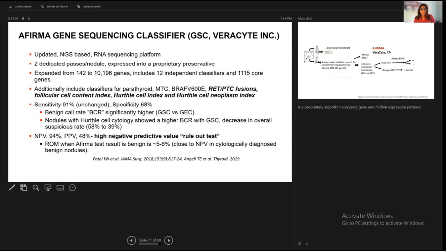So what it says is that the Afirma now, with the more refined testing, has a better benign call rate that seems significantly higher, and they're able to better classify their Hürthle cell nodules. It is one of those rule-out tests. It has a very high negative predictive value. So when an Afirma test is benign, that means you know that the nodule is most likely going to be benign as well, because only 5 to 6% of those nodules tend to be malignant.